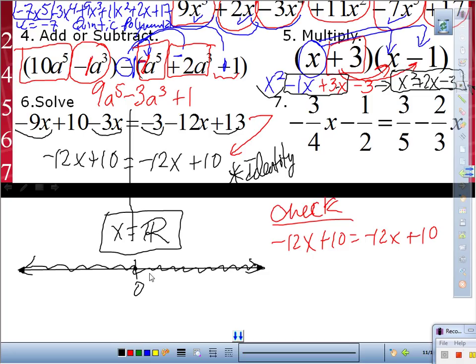So to check, what number shall I use if the solution is all real numbers? I can use what? Any number. What would be the easiest number to substitute and use to check? 1 or 0. I'm going to use 0 because then this becomes negative 12 times 0 plus 10. And over here is negative 12 times 0 plus 10. So what is negative 12 times 0? 0. And we're left with 10. And that's the same thing over here. Is 10 equal to 10? We just checked. Yes. Piece of cake?